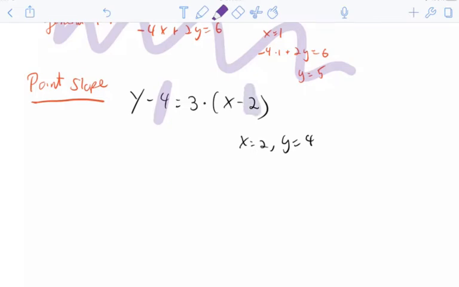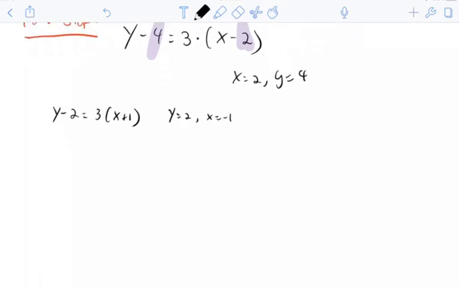Let's try another example. y minus 2 is equal to 3x plus 1. Find a solution. y is equal to 2, x is equal to minus 1. Yeah. It's not rocket science. You just set each side equal to 0, and you're just like, y is equal to 2 makes the left hand 0, x is equal to -1 makes the right hand 0.